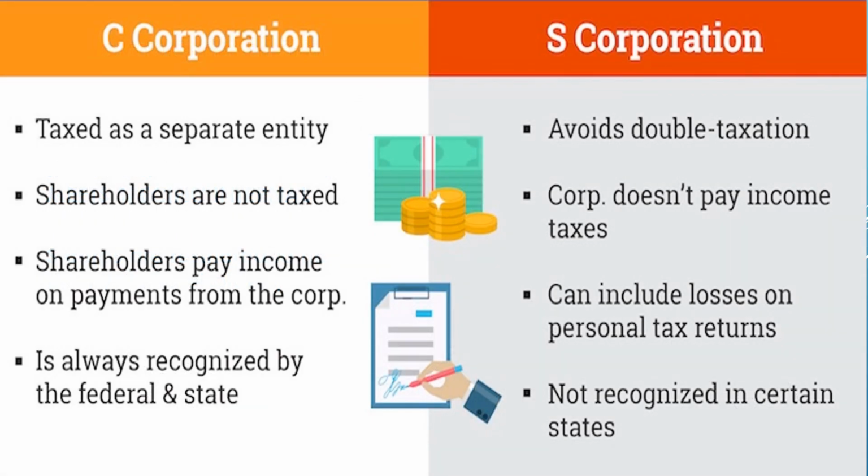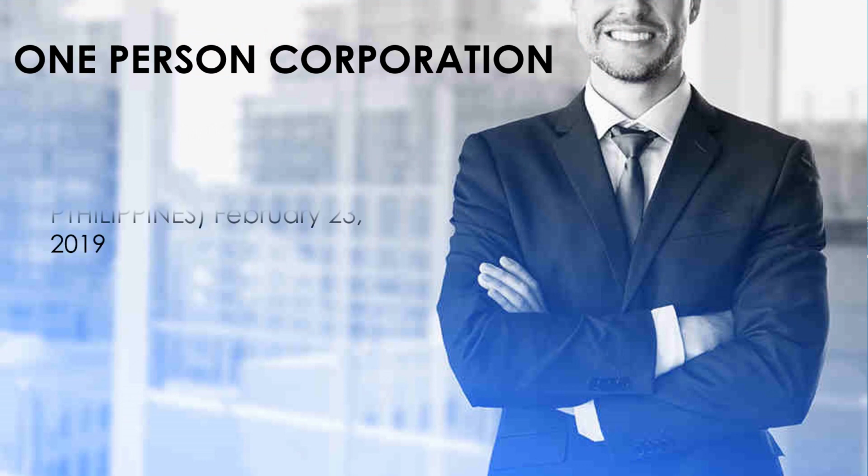Okay, so for the difference between the C corporation and the S corporation: the C corporation is taxed as a separate entity. And shareholders are also taxed, as they pay income tax on payments from the corporation, and it is always recognized by the federal and state governments. While the S corporation avoids double taxation. The corporation doesn't pay the income taxes, and it could include losses on the personal taxes, and it is not recognized in certain states.